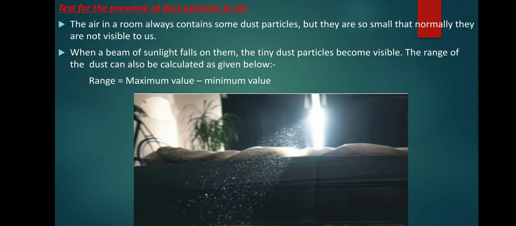Dust. Dust is made up of fine particles of solid matter. You might have seen sunlight entering a dark room through a narrow slit and making shiny dust particles dance madly on the path of sunlight. Actually, the air in a room always contains some dust particles, but they are so small that normally they cannot be visible to us. When a beam of sunlight falls on them, the tiny dust particles become visible.